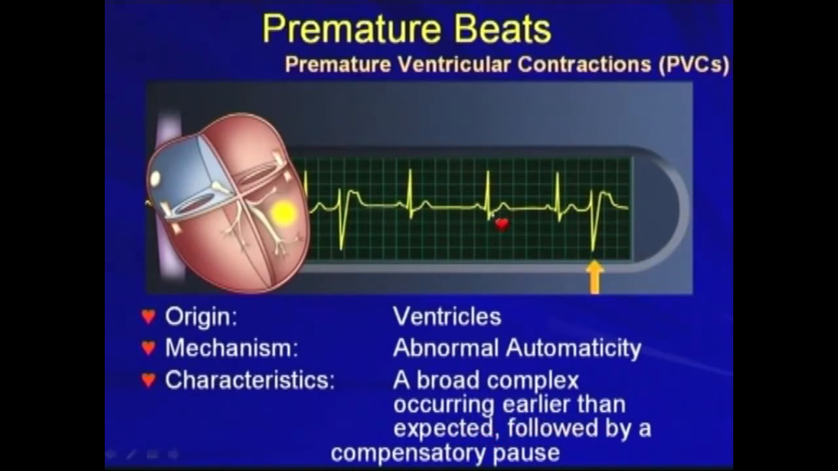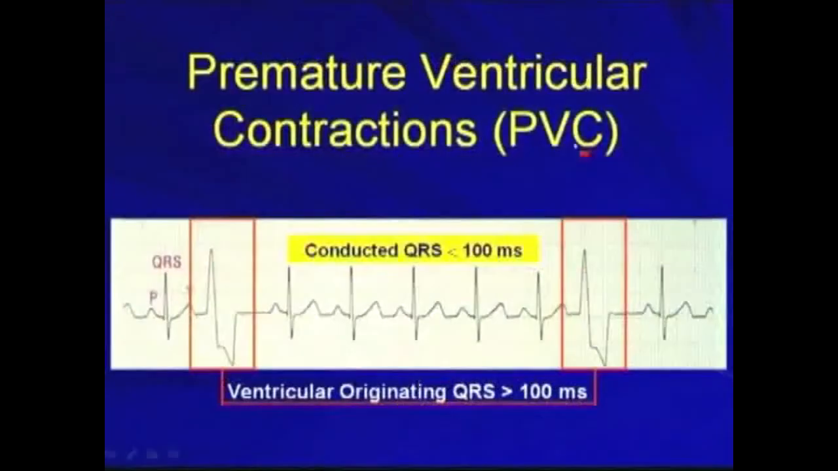You see here, this is sinus beat. The next sinus beat may occur here, but this is the premature ventricular contraction occurring earlier than expected, and then will be followed by a compensatory pause. Here is some example of premature ventricular contractions. So this is a normal QRS complex, a narrow QRS complex, and this is the PVC.